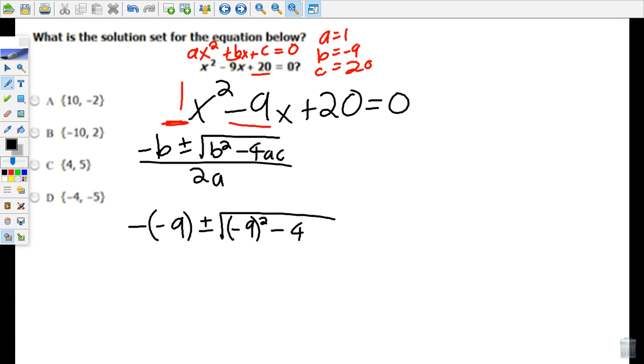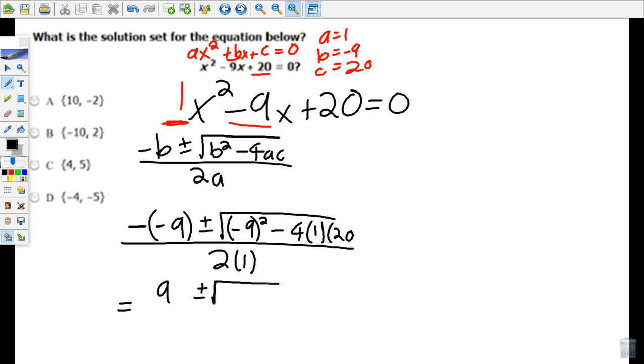All right, 4 times a, which is 1, times c, which is 20, and then all divided by 2 times a, which is 1. So if I just start simplifying, I'll change that to a positive 9. Inside the square root, negative 9 squared is a positive 81. And then 4 times 1 times 20. 4 times 1 is 4. 4 times 20 is 80. So we'll have minus 80, all divided by 2 times 1, which is 2.